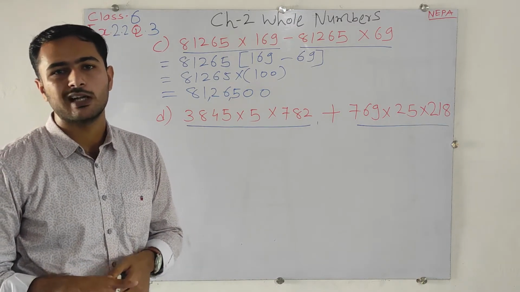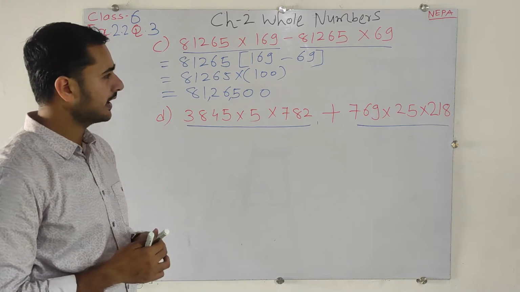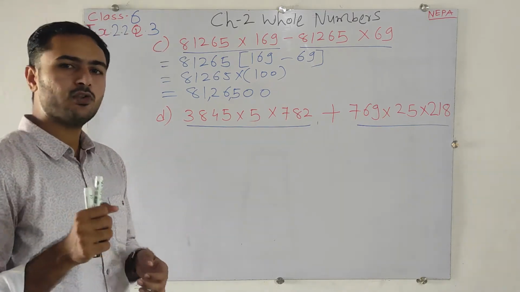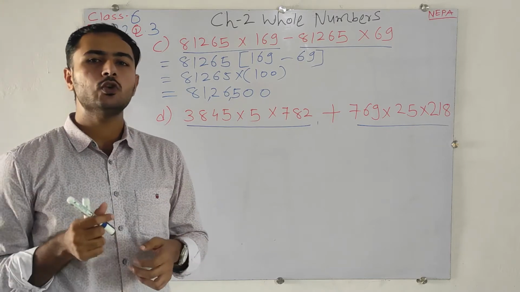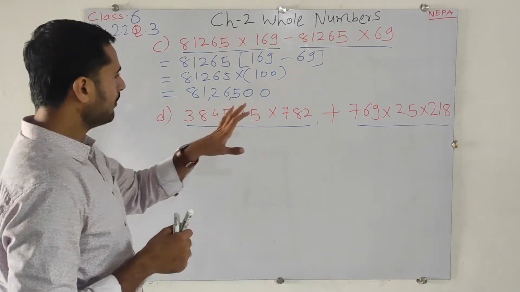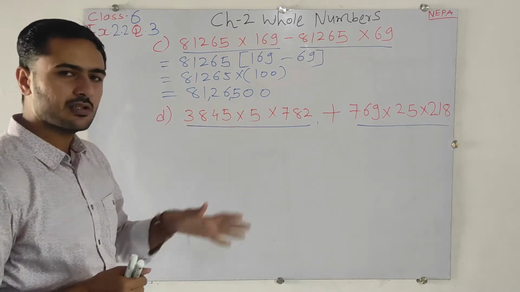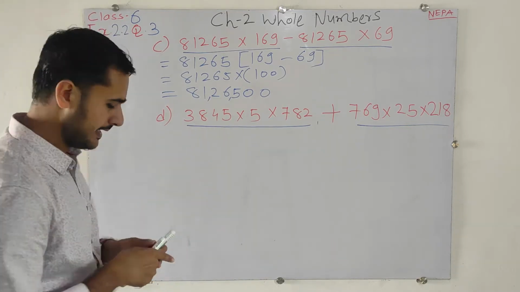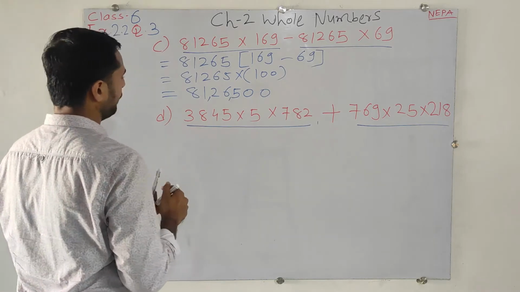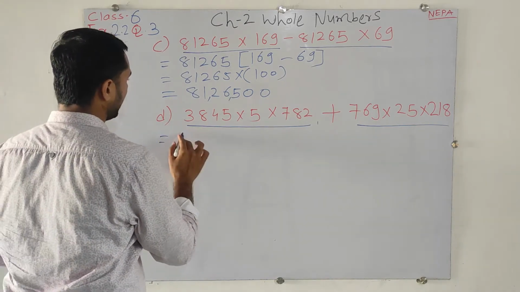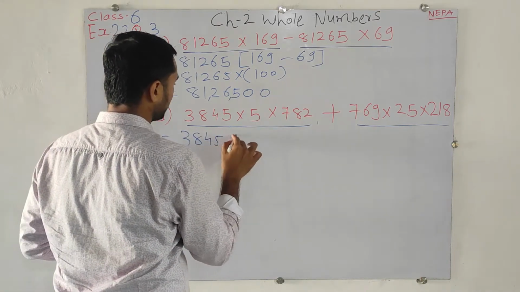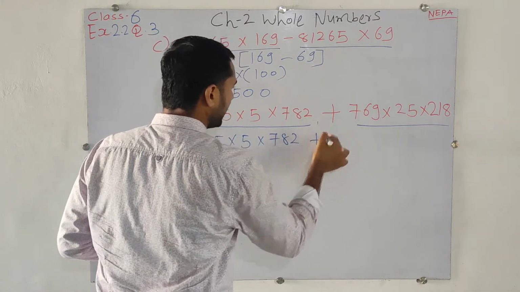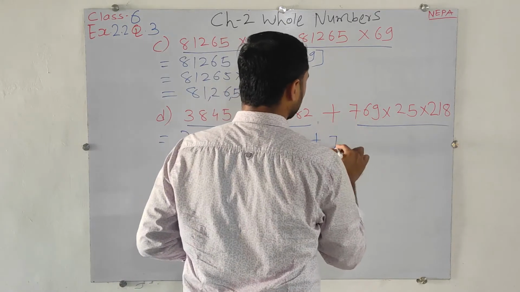So what will we do? Now, we do not leave the question. First of all, we will try to create a number from any 2 terms. We will create a number which is the same in both. How? Let's say here. First of all, the first term I am just going to write as it is. That is 3845 multiplied by 5 multiplied by 782. Plus sign as it is. Now here is 769 as it is.